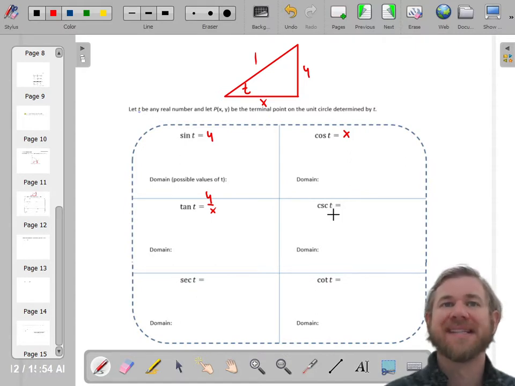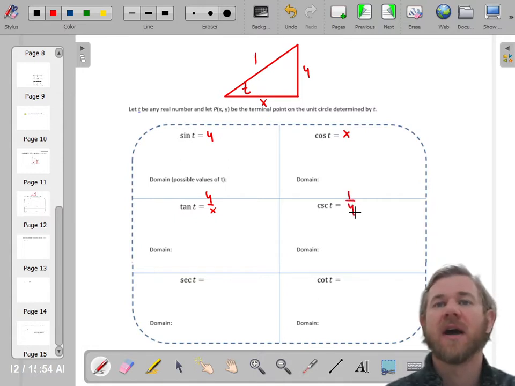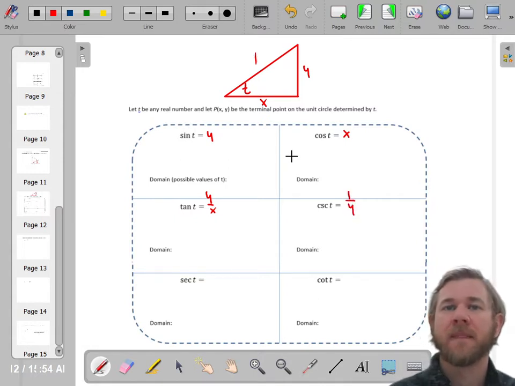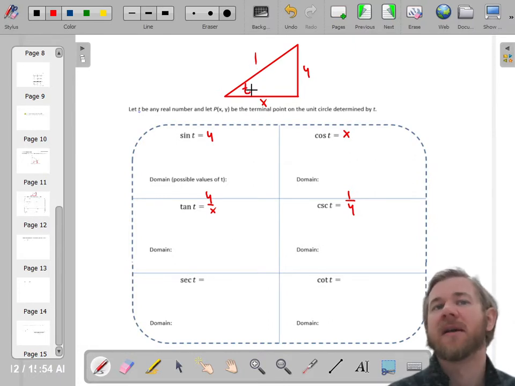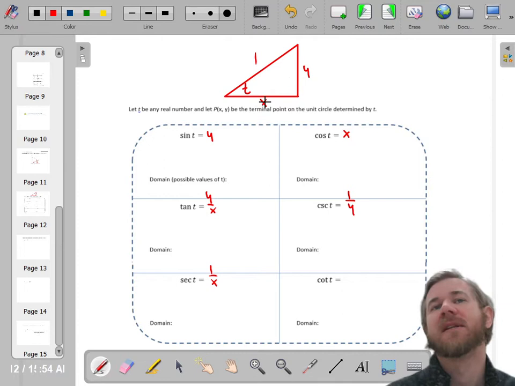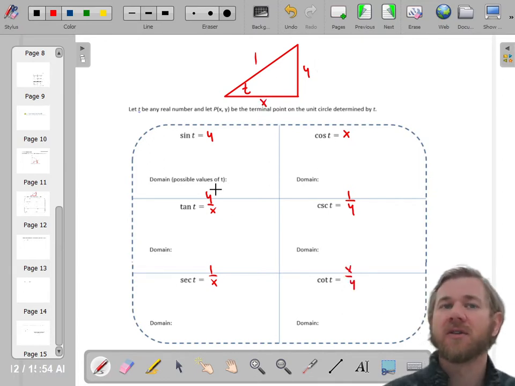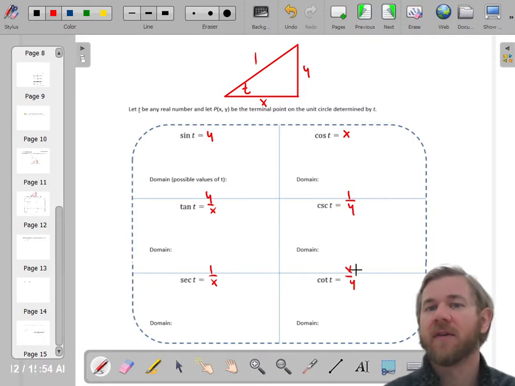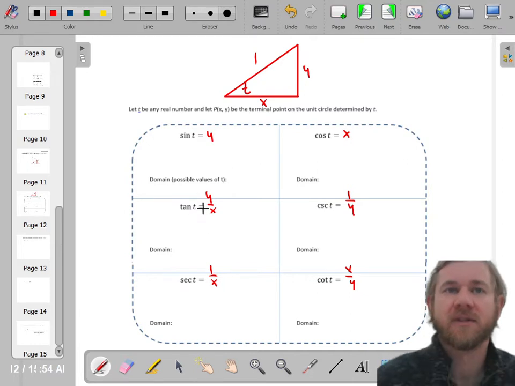Cosecant is the reciprocal of sine, so instead of opposite over hypotenuse, we'll say hypotenuse over opposite, or 1 over y. Secant is the reciprocal of cosine, so instead of adjacent over hypotenuse, it's hypotenuse over adjacent. And cotangent is the reciprocal of tangent, so instead of opposite over adjacent, we're saying adjacent over opposite, which is x over y. You can also just flip this. If this is tangent, you know that's cotangent. If this is sine, you know this is cosecant. If this is secant, you know that's cosine.